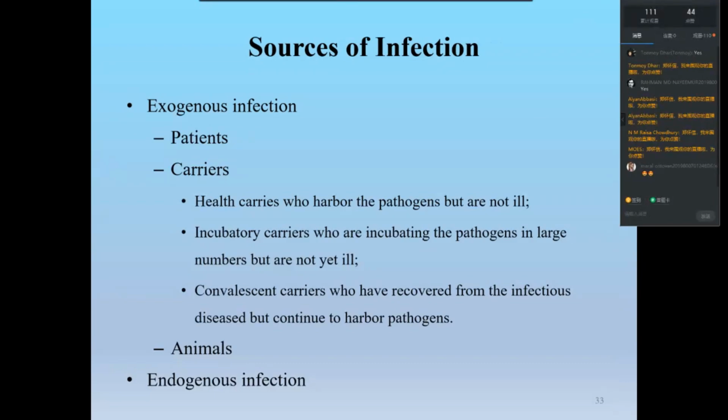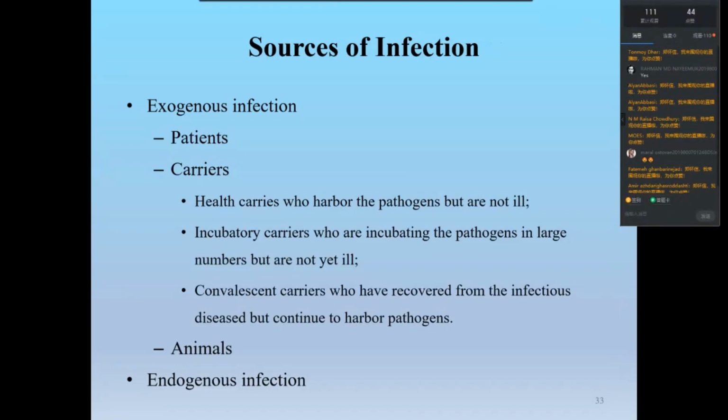So based on this, we can classify the sources of infection as exogenous infection. So that's the pathogen is from outside, either from some patients or some carriers. Another person who is healthy, but he carries some pathogen, and that pathogen can transmit to another person and cause infection.